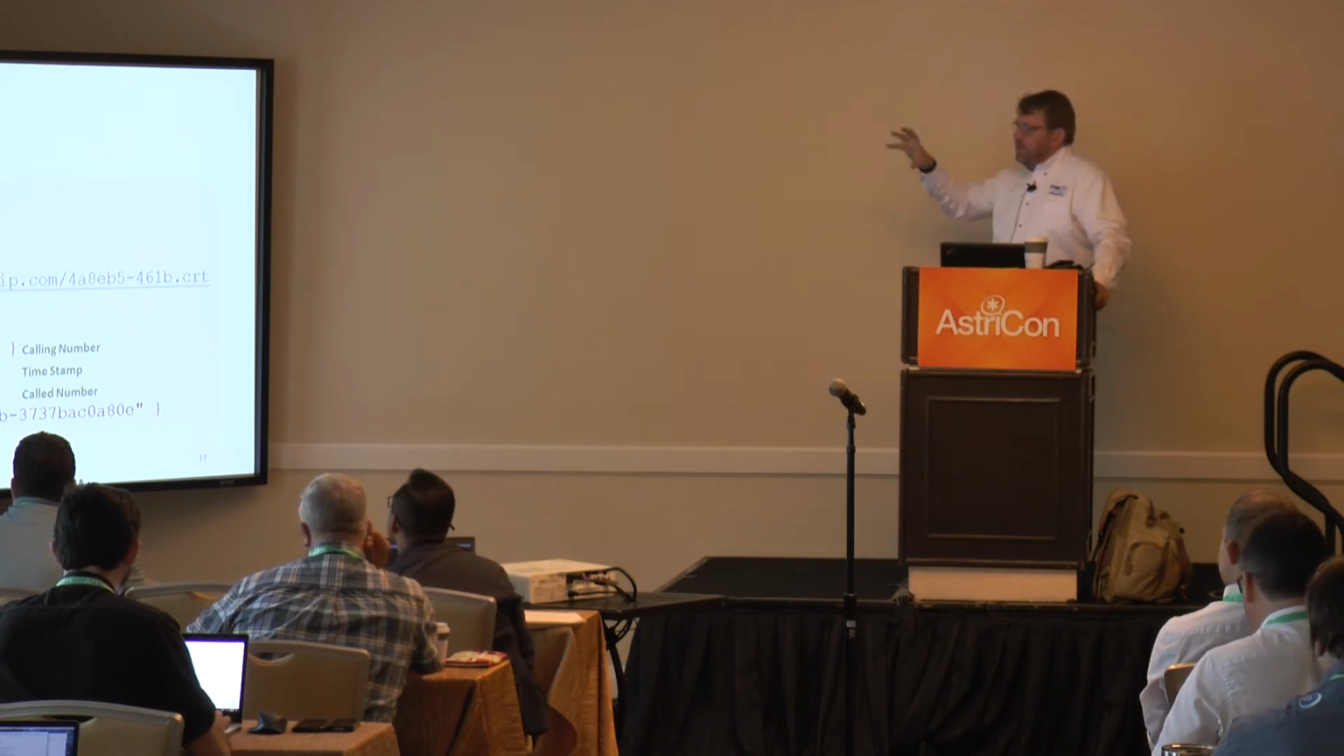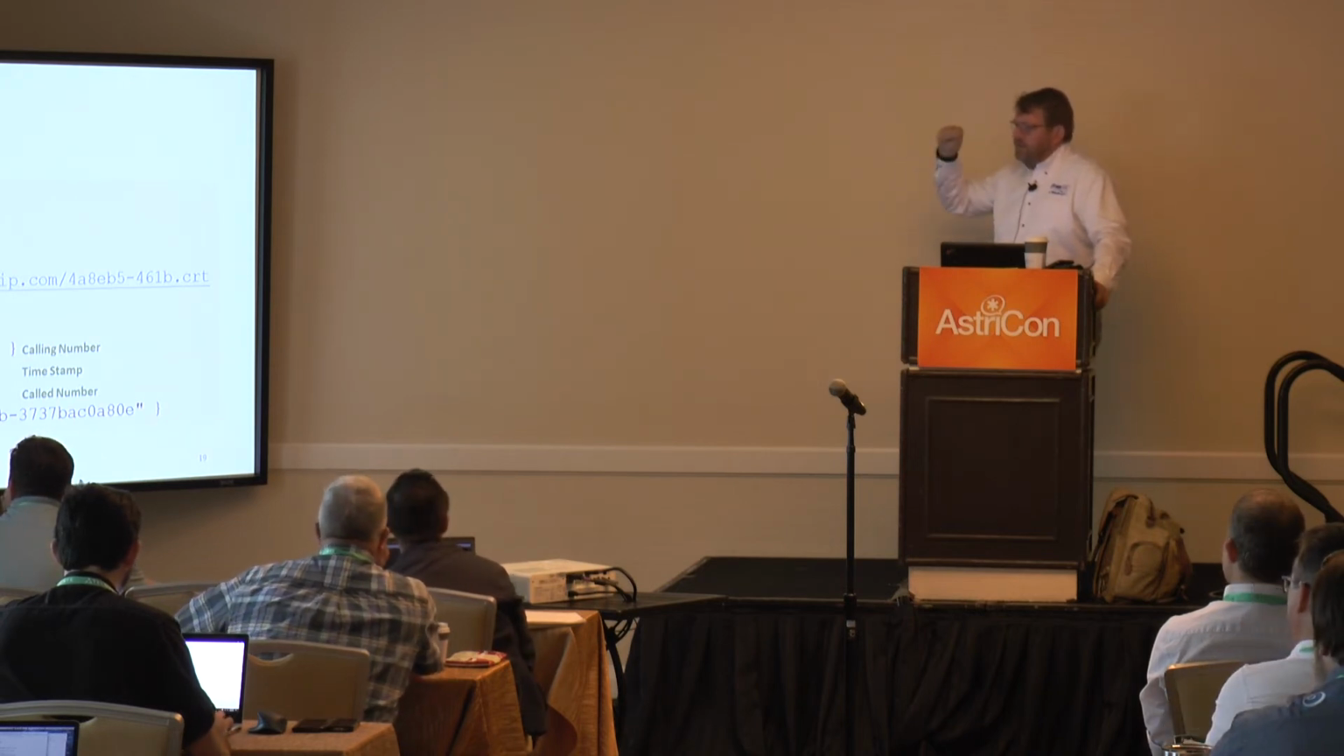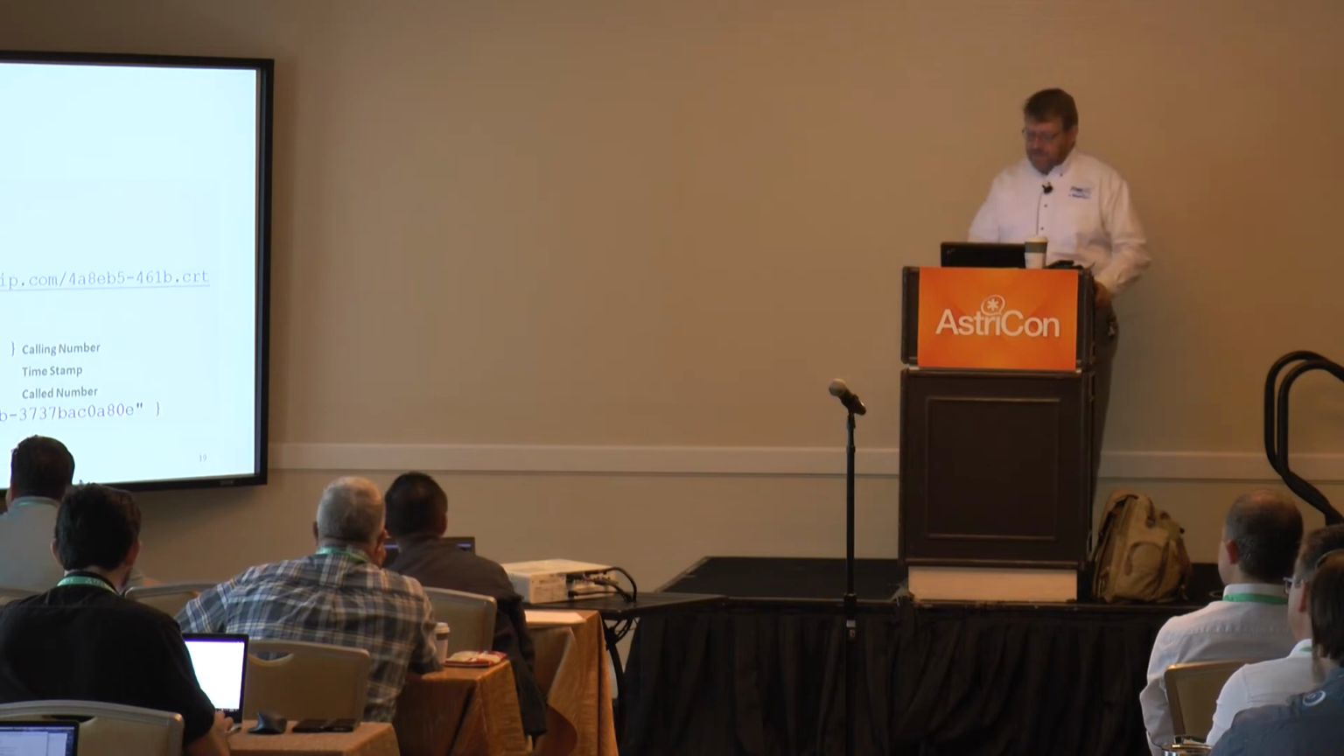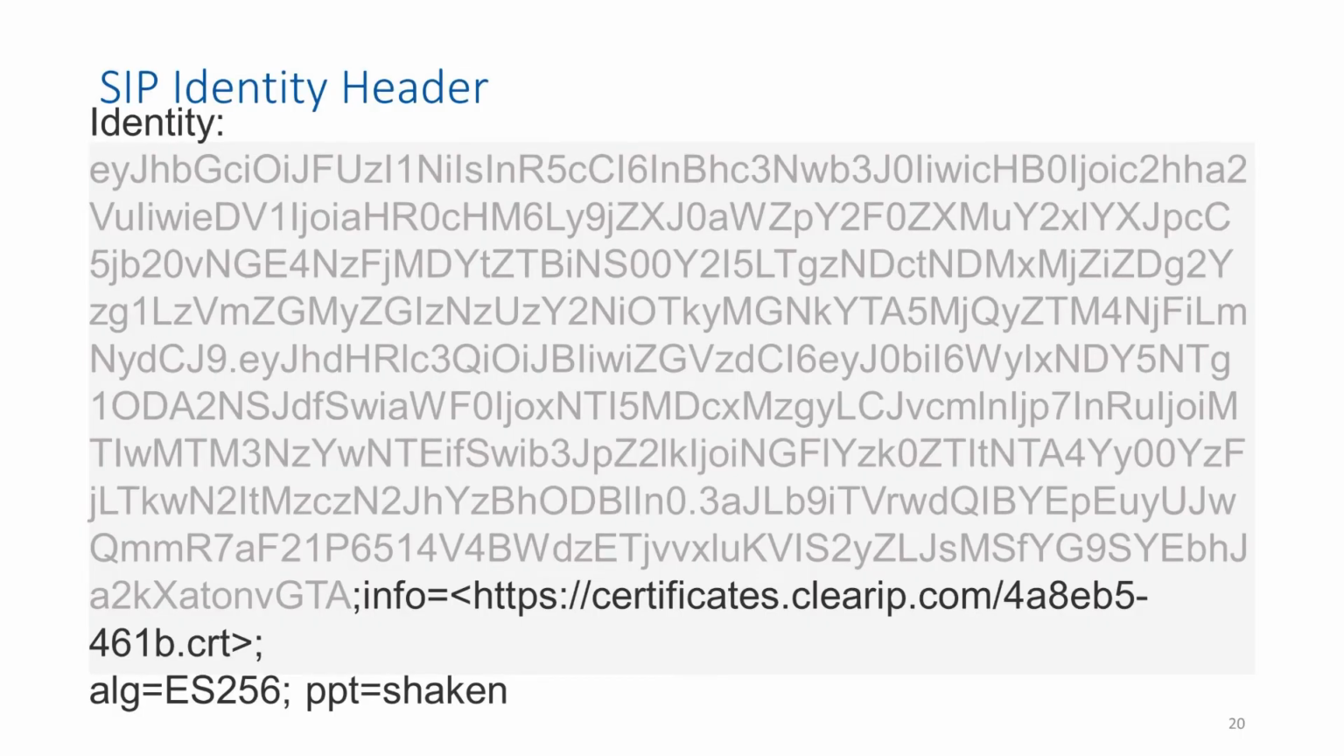So this whole package is attached to the front of the SIP message, and this is actually what it looks like when it's encoded. This is the base64 encoded version. So it's a big glob of text that goes on the front of the SIP header.